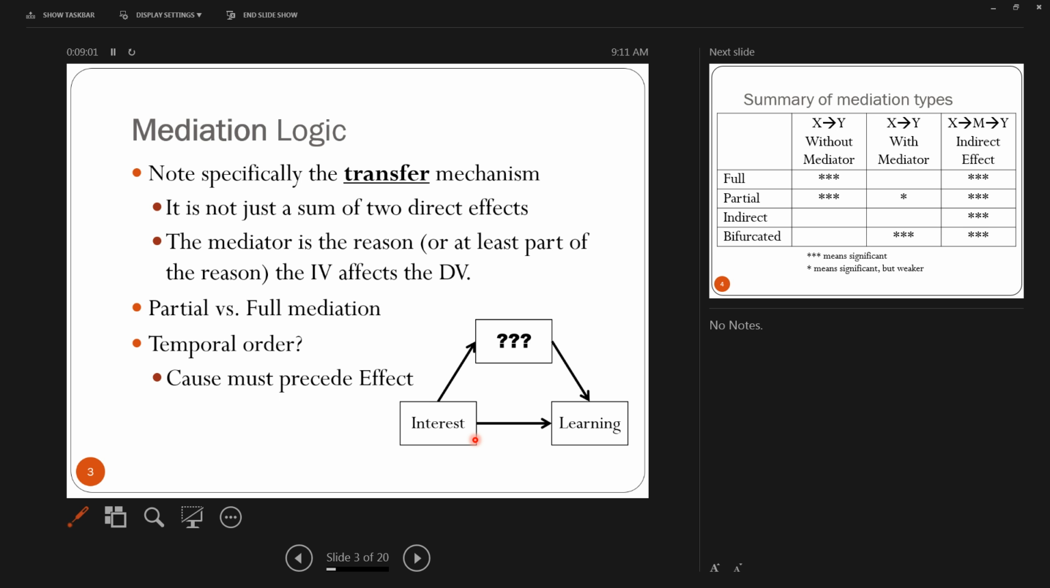Back to what Bernie was saying, though, there has to be a temporal precedence. The interest must occur, theoretically, prior to the mediator, which must occur prior to the learning. This isn't like a process model where it's events, but the state must be affected prior to the other state being affected. Interest leads to effort, which leads to learning.